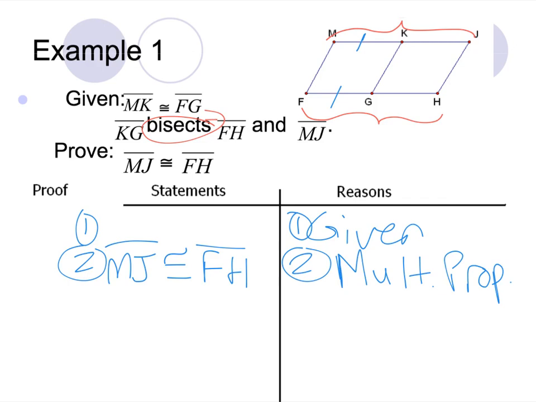And if I was going the other way, if I gave you MJ is congruent to FH and I asked you to prove that MK is congruent to FG, if I switched this part and this part in my given and prove, that's a totally legit proof to give you. And the actual proof would be pretty much the same, except your statement for number 2 would be different, and your reason would end up being division, because I'm going from big to small. Okay?